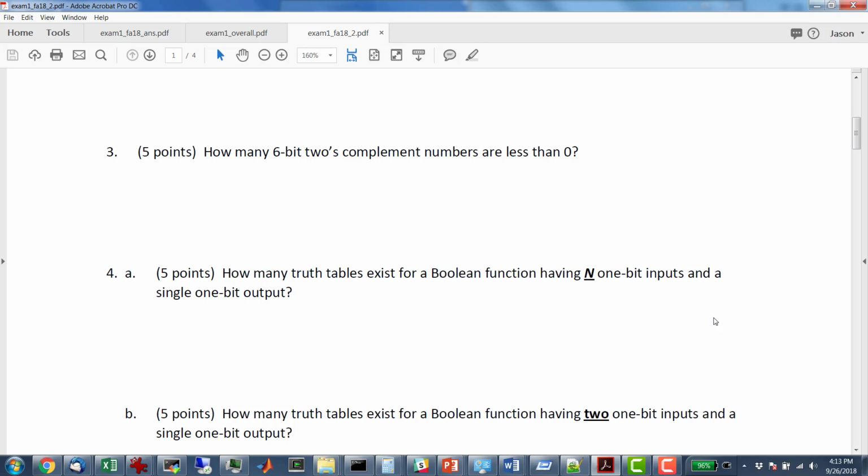So how many truth tables exist for a Boolean function having n 1-bit inputs and a single 1-bit output? For this, if you have n inputs into a truth table, there are 2 to the n rows in the truth table, right? Each one of those rows has an output bit. So if we want to look at all possible output bits, you're basically just looking for a 2 to the nth power number, of which there are 2 raised to that power, right?